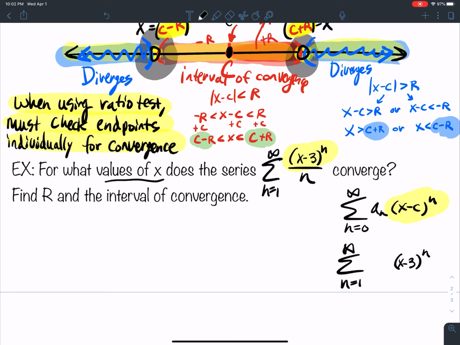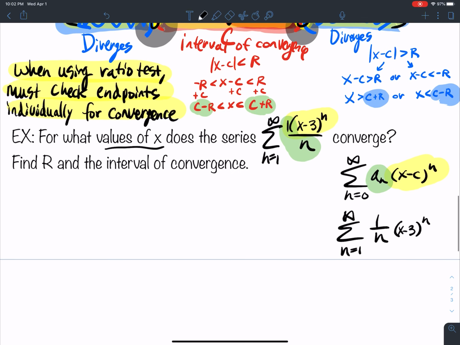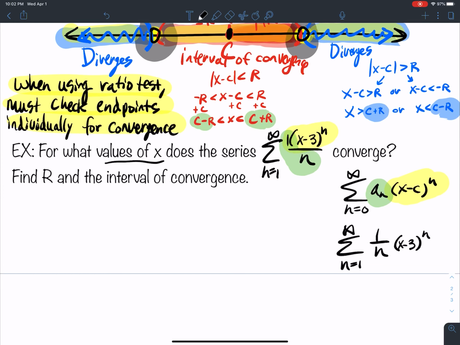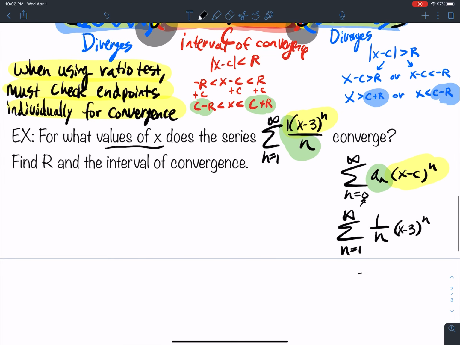Now, what is the a_n? The a_n is my 1 over n. So that's the a_n going on there. Now, does it bug you that we're not starting at 0? If it does, all you have to do to change this to make it work is to plug in an n plus 1 now, and an (x minus 3) to the n plus 1.